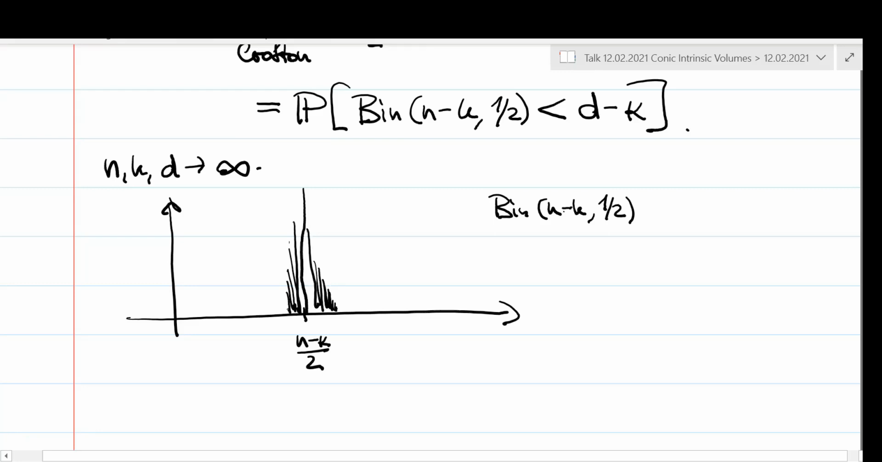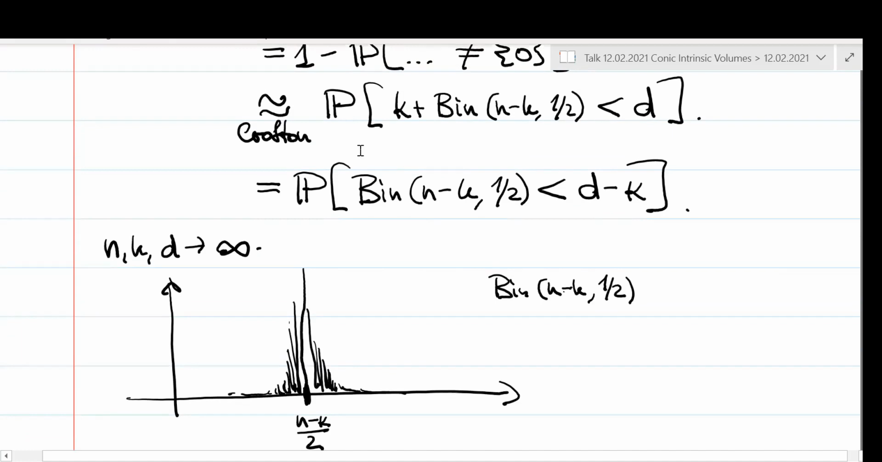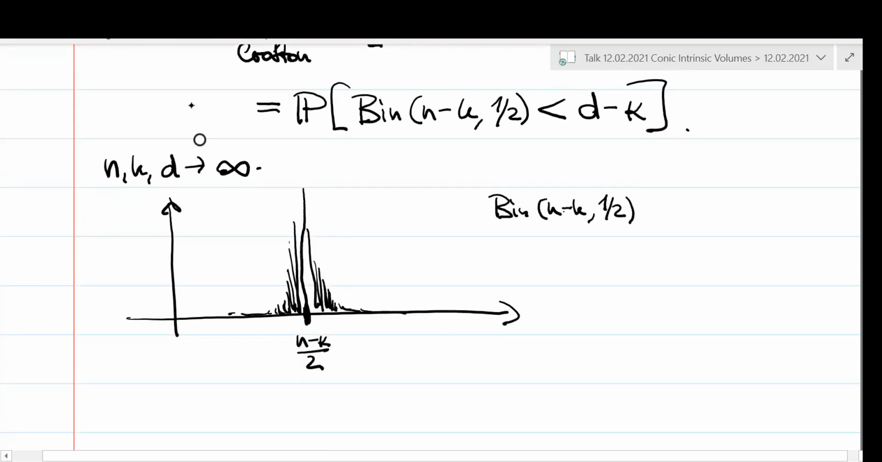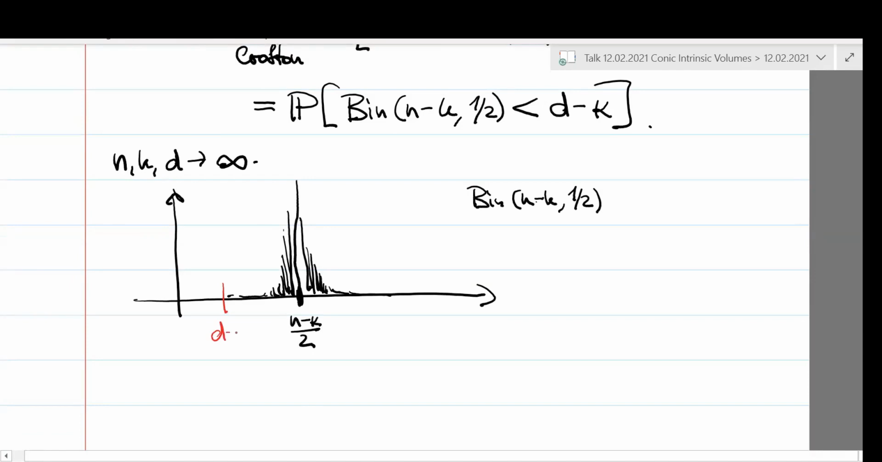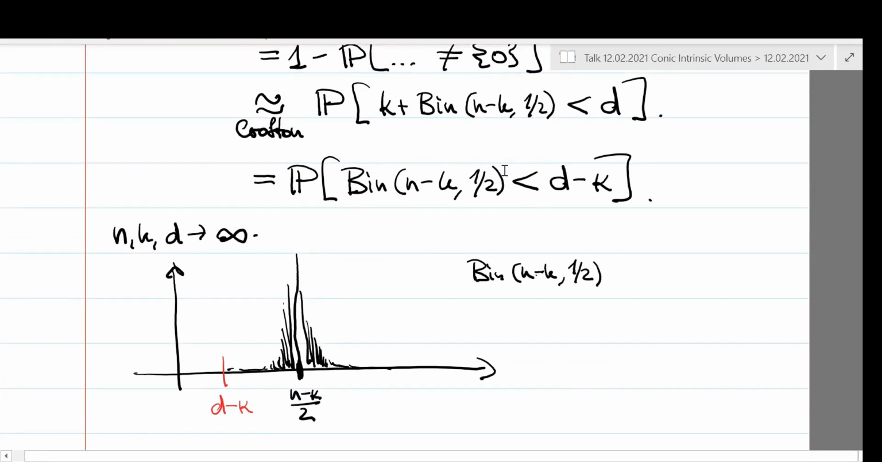So there is a central limit theorem saying that it is concentrated around this mean. So here is the mean. And now the behavior of this probability depends on whether the number d minus k is smaller or larger than the mean. So if, for example, d minus k is smaller than the mean, then the probability converges to 0.